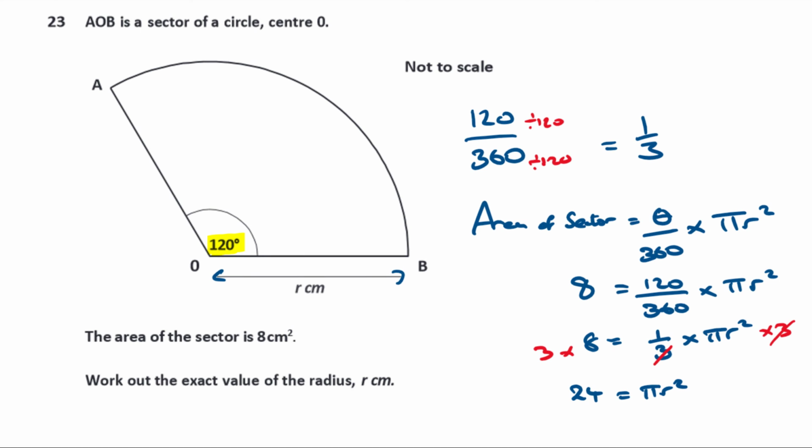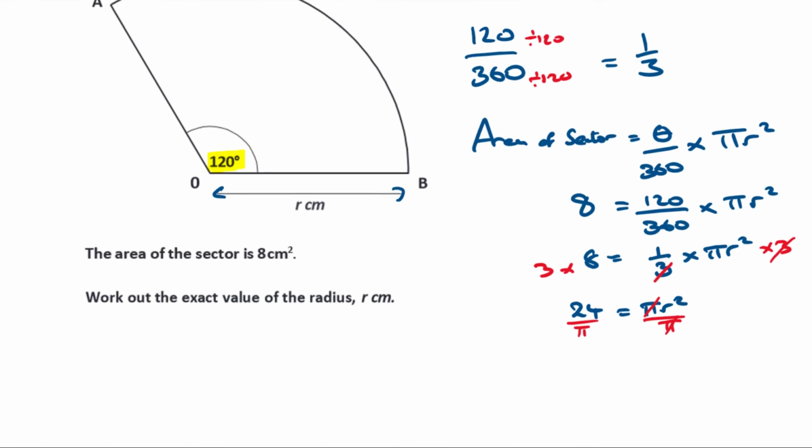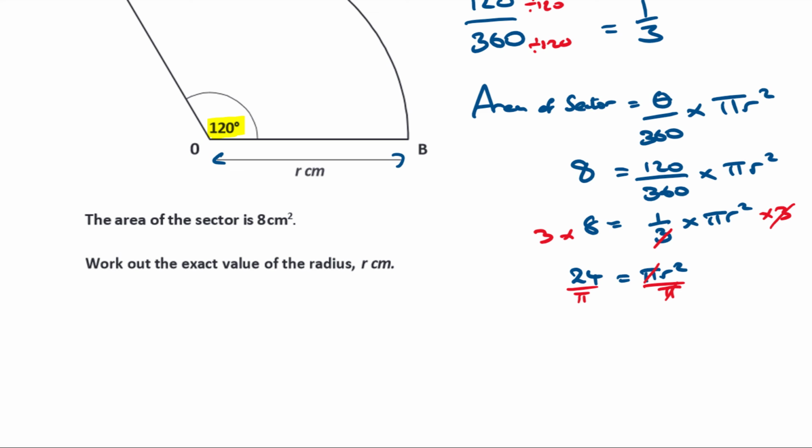Okay, now dividing both sides by pi. Now I don't have a calculator, so there's not really much more I can do other than kind of move it to the other side of the equation. So I'm going to get 24 over pi is equal to r squared. Kind of running out of space a bit here. Let me just move up a bit. So 24 over pi is equal to r squared.